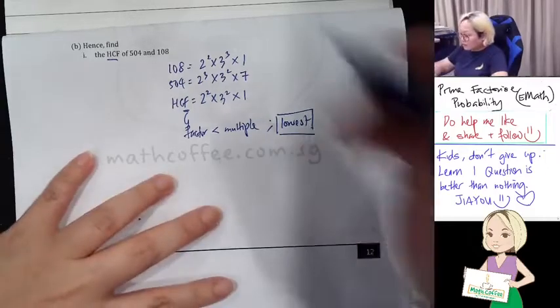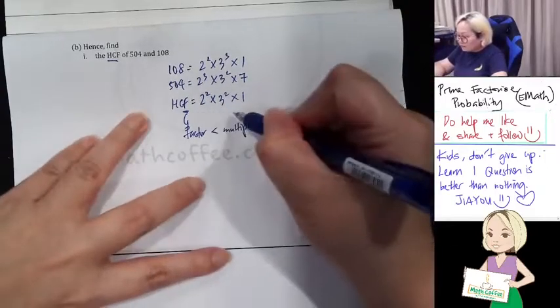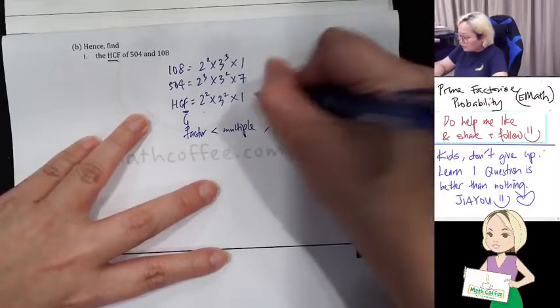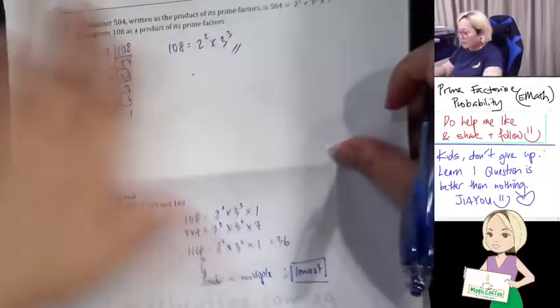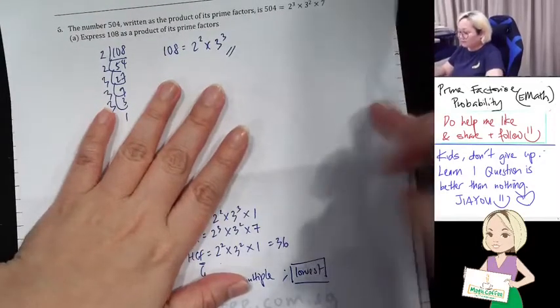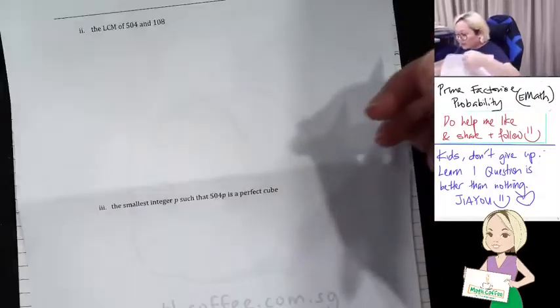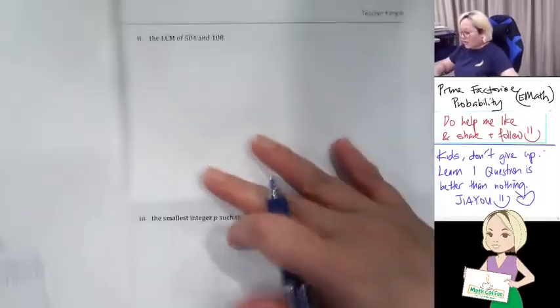Okay, so in the end, the HCF is 4 times 9, which is 36. Okay, math is not difficult. It's just that you need to practice, and always have to practice, practice, and practice. So you see, okay, now look at this one.